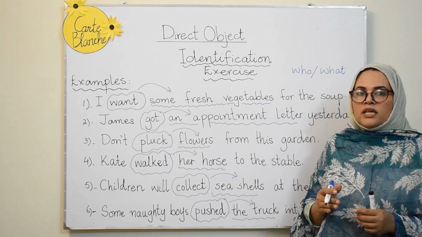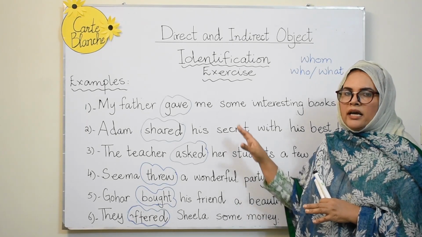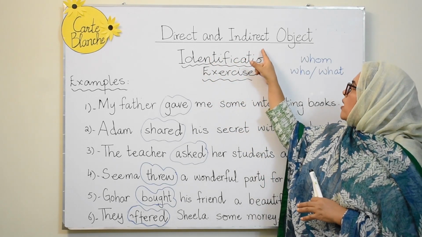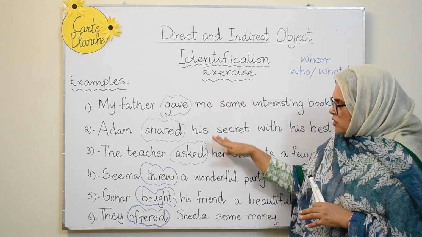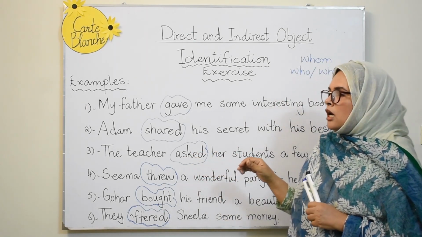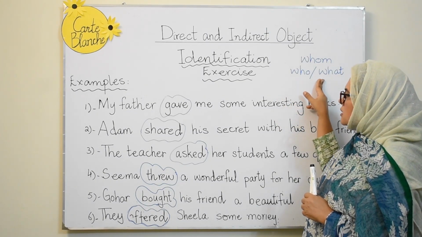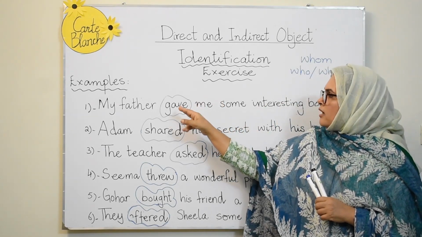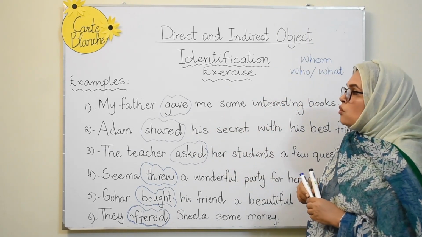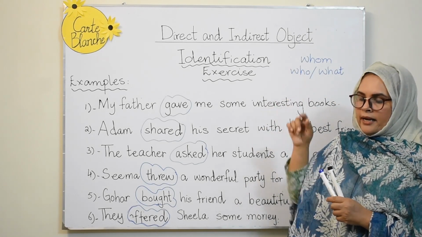Now we are going to learn about the indirect object. So right now we are just going to do the identification exercise through which you will find out what is a direct object and what is an indirect object. I've just put some examples over here on the board, and let's identify each one of them. For a direct object, you need to ask yourself who or what the moment you find a verb in a sentence. And for the indirect object, you need to ask whom. So the moment you get the answer for whom, you will get the answer for the indirect object.